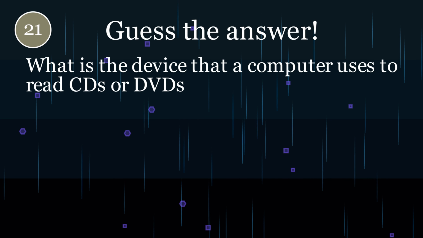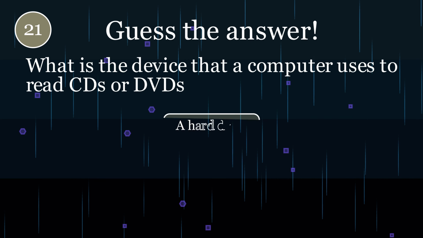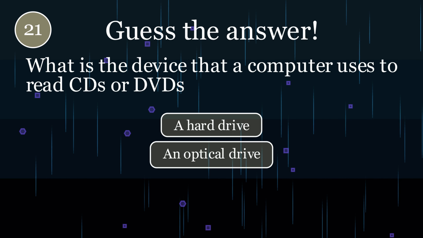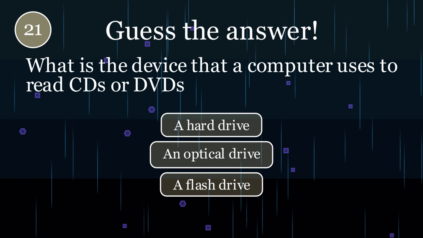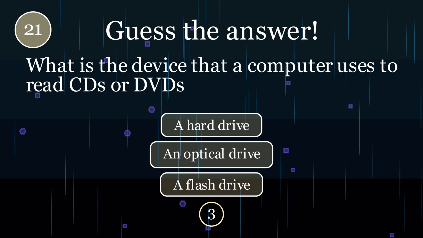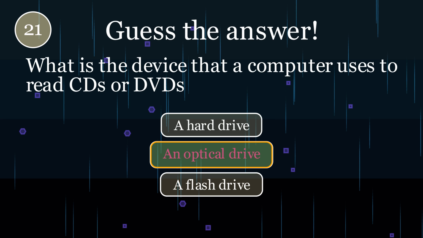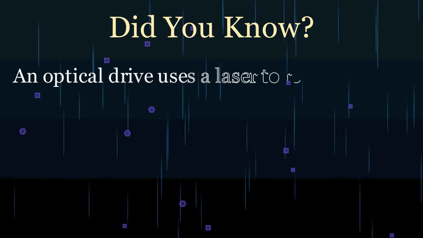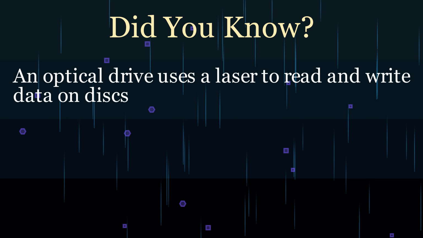What is the device that a computer uses to read CDs or DVDs? A hard drive. An optical drive. A flash drive. The correct answer is an optical drive. Knowledge boost: an optical drive uses a laser to read and write data on disks.